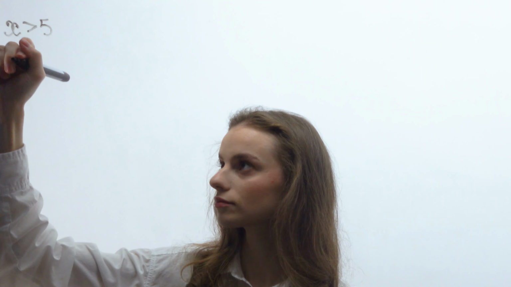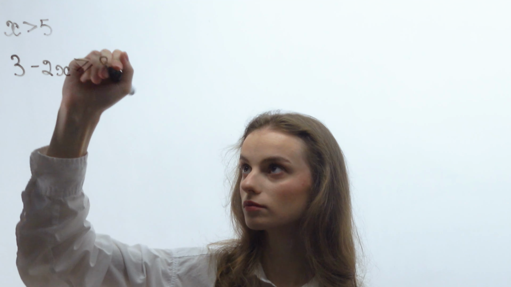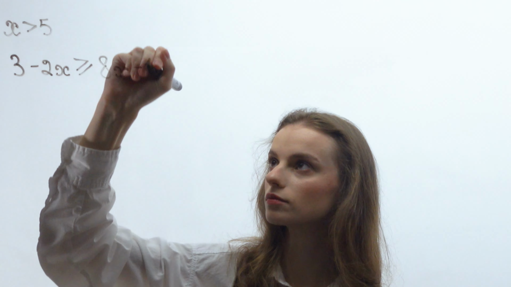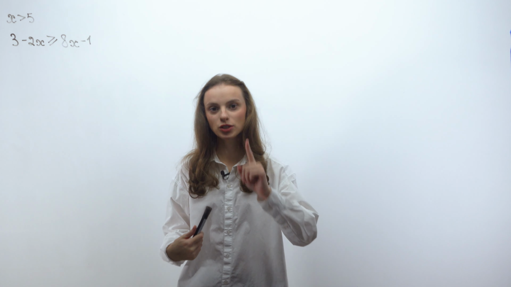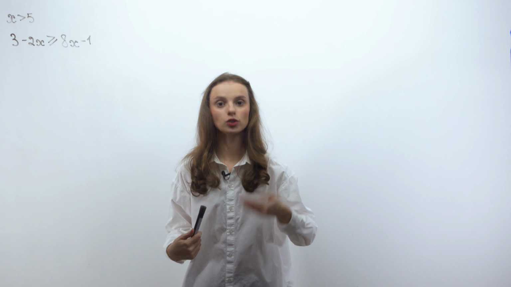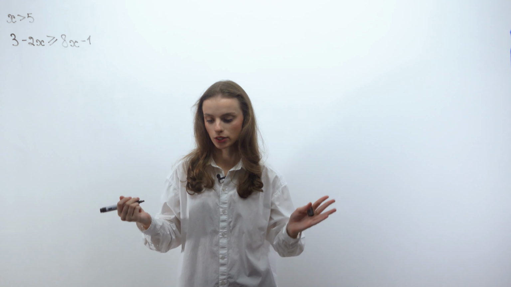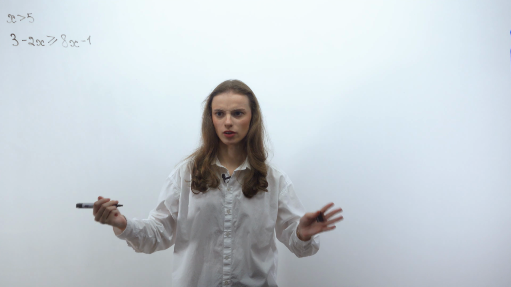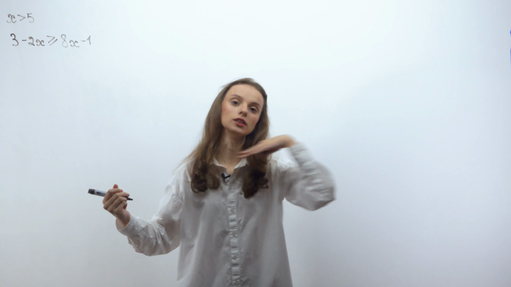Now let's try to do something a little bit harder. In this example, I have 3 minus 2x greater or equal to 8x minus 1. What am I going to do first? First, I'm going to pretend that this is an equal sign and I'm going to solve for x. Let's do that. How am I going to do this? I like to keep all my variables on the left side and all the constants on the right side.